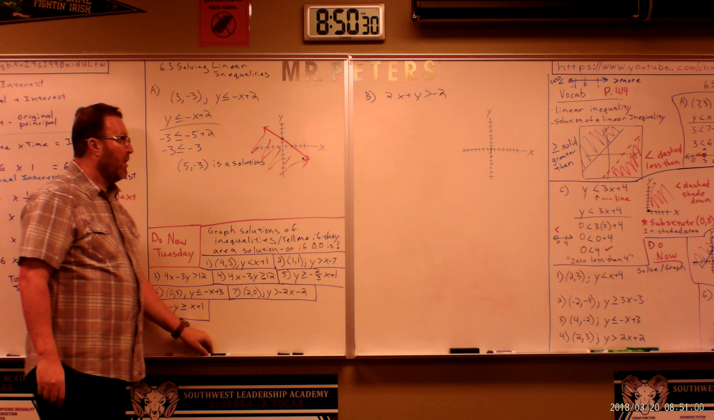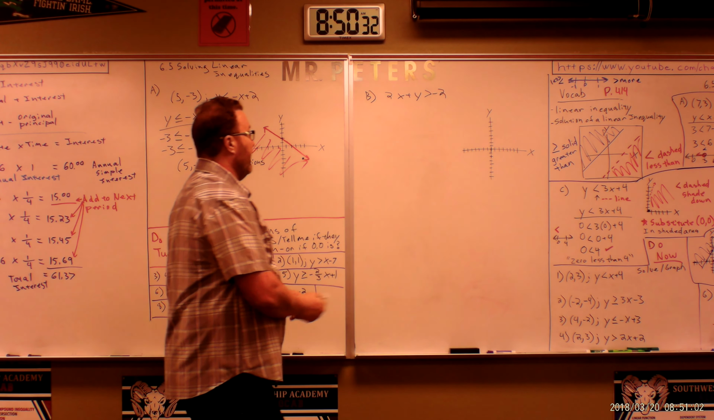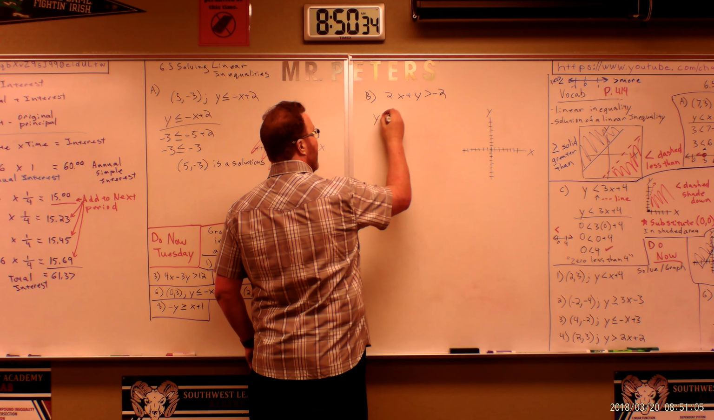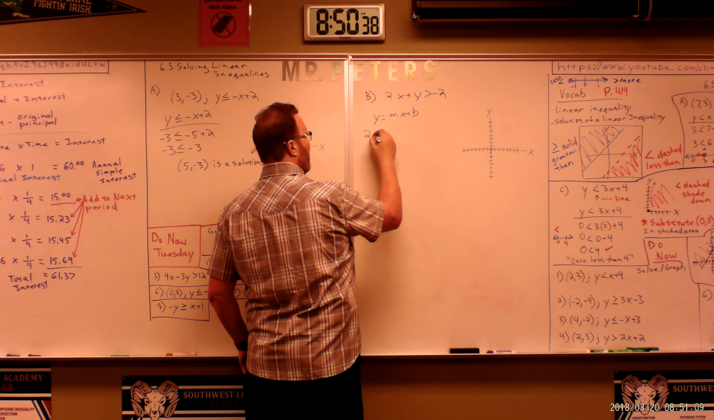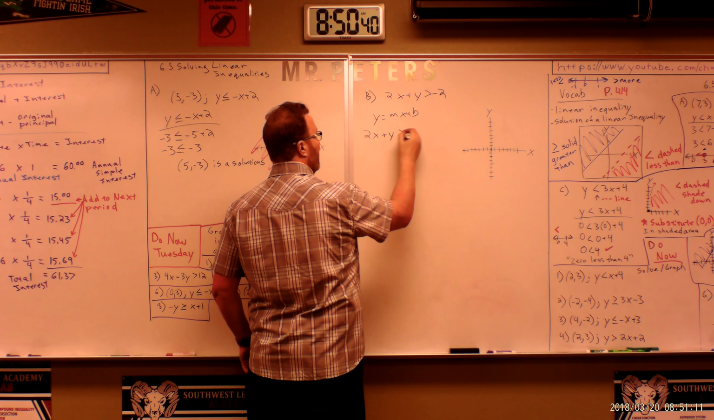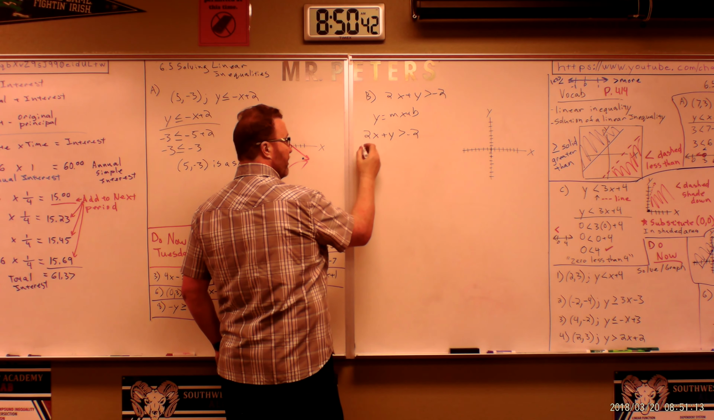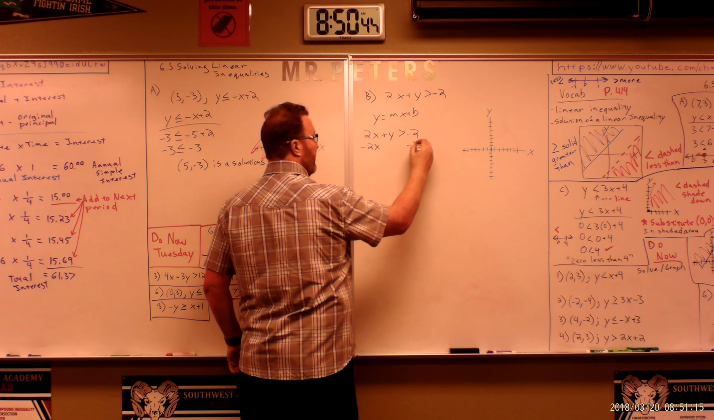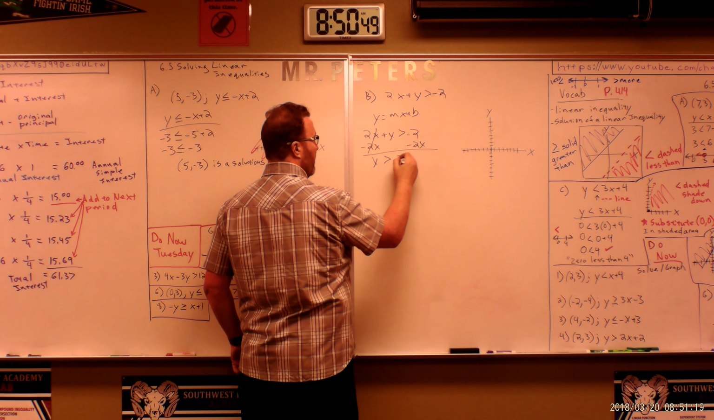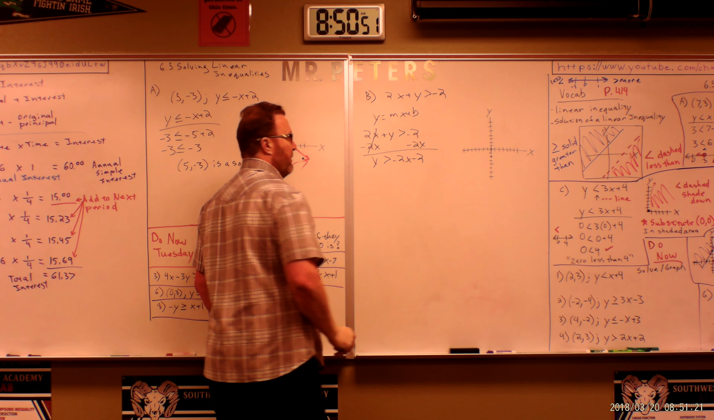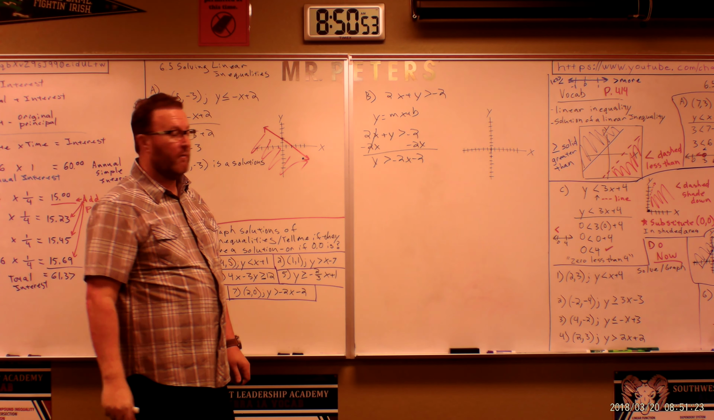Okay, let's look at the next one. First thing we're going to do is get this in y equals mx plus b form. So we're going to take the equation and write it. We're going to get y by itself. So we're going to subtract 2x from both sides. We're going to cancel these out. Y. Okay, that's in linear format now, right?